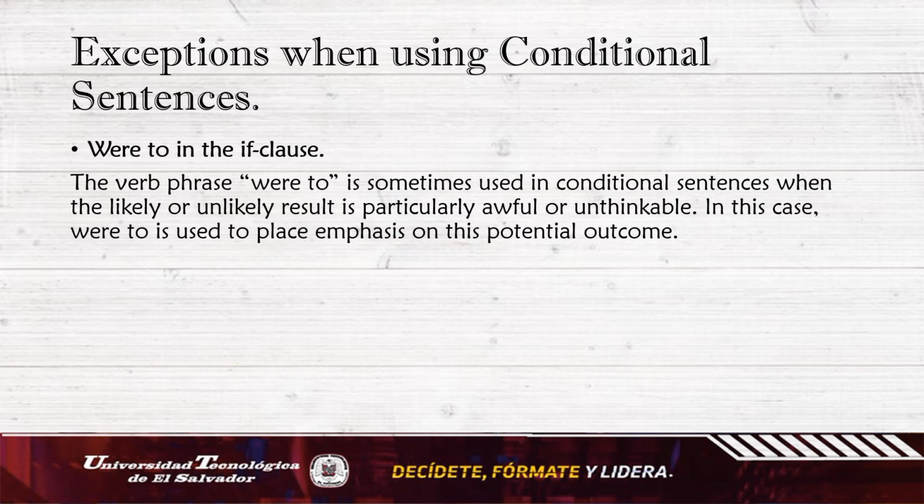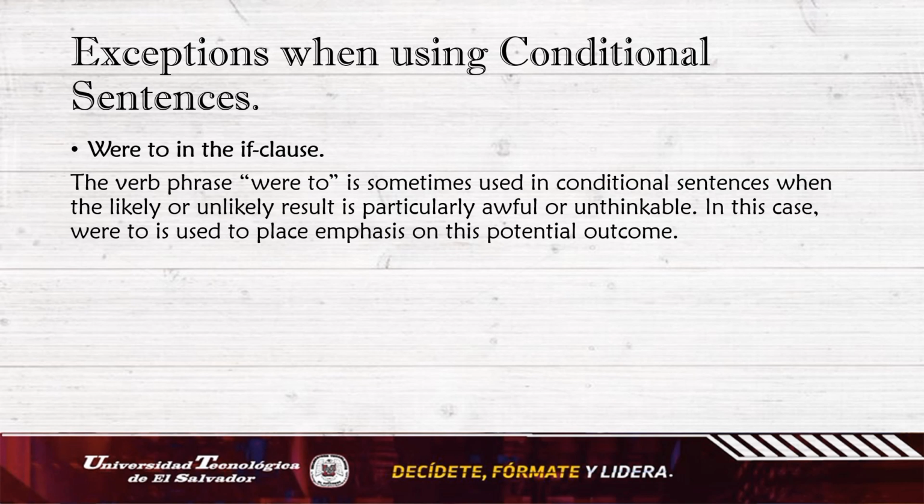Were to in the if clause. The verb phrase were to is sometimes used in conditional sentences when the likely or unlikely result is particularly awful or unthinkable. In this case, were to is used to place emphasis on this potential outcome.